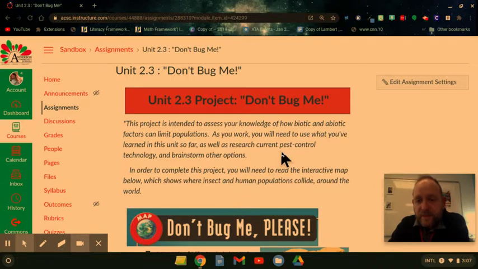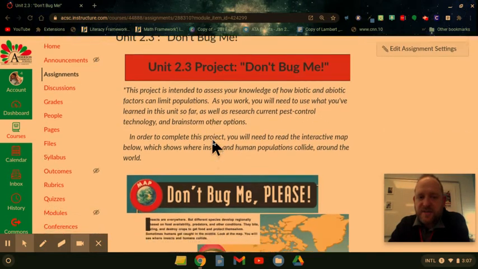Specifically, the abiotic factor we're going to talk about here is pest control. This is something that's not alive. It's not something that's usually part of the ecosystem, but it has been added. So we're going to talk about how those technologies can limit the populations of these bugs.